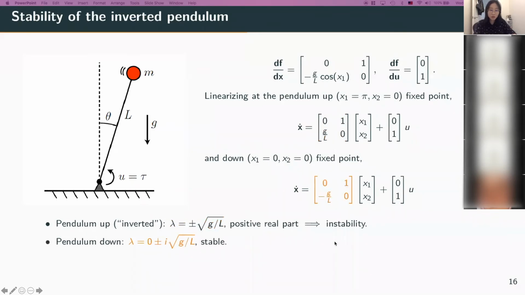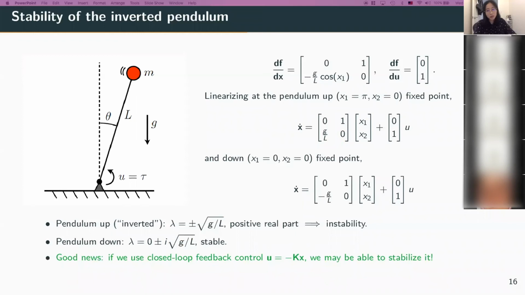At the pendulum down position, however, the eigenvalues of the A matrix have no real part, which means if we take the exponential, it will always be 1, so it will not diverge, and therefore this is a stable system.